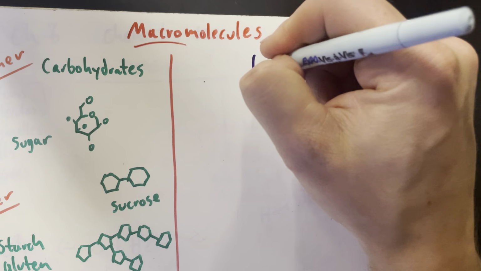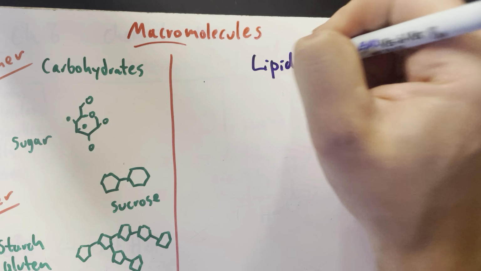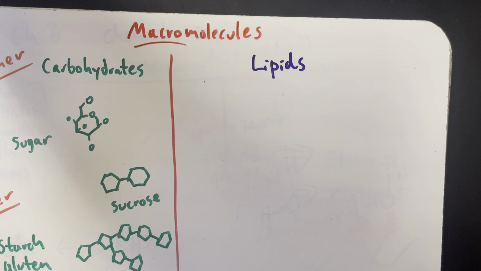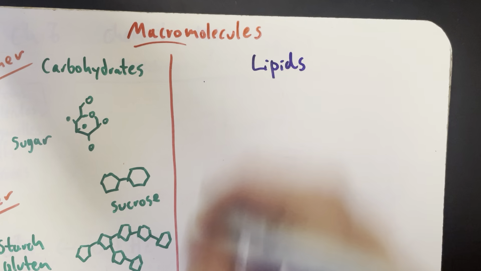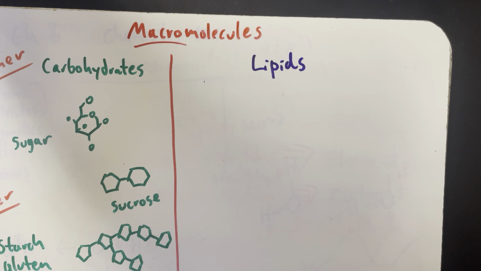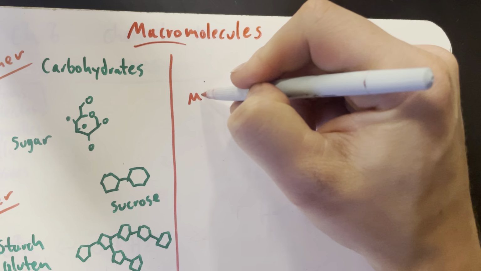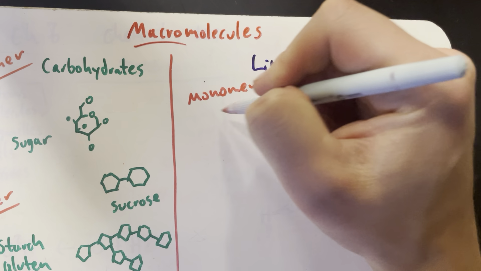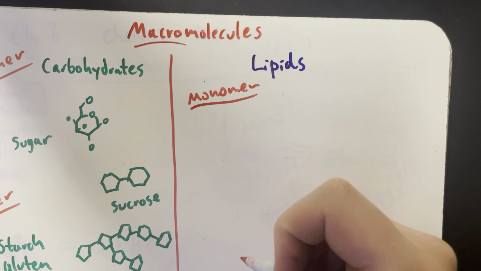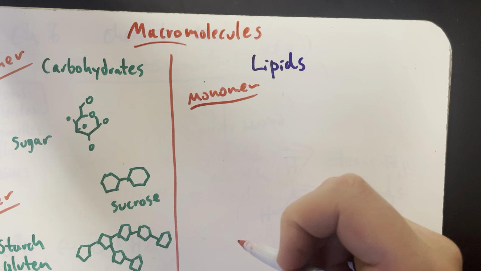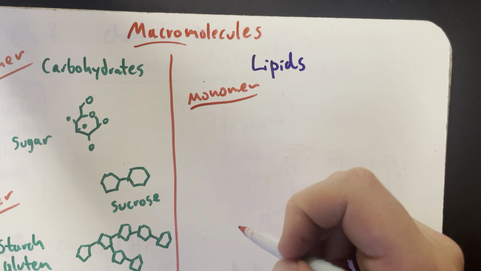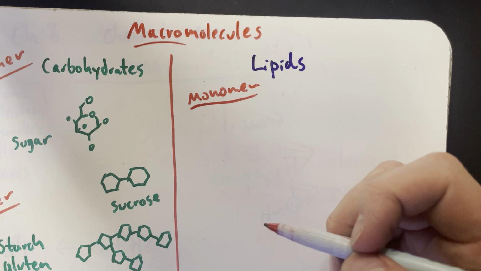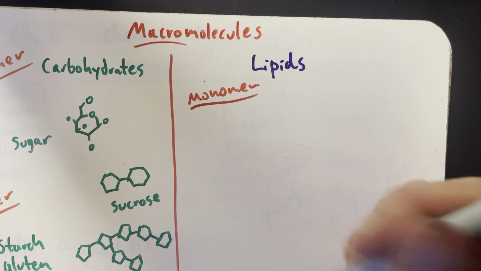are lipids. Lipids have a monomer. What is a lipid anyway? You eat lipids all the time, especially at McDonald's and stuff. What are lipids? Fat. Yeah, lipids are fats.